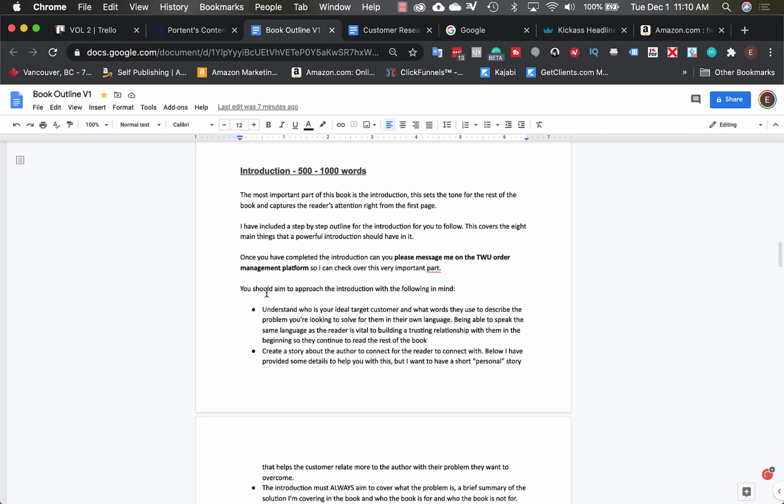So you should aim to approach the introduction with the following in mind. Understand who is your ideal target customer and what words they use to describe the problem you're looking to solve for them in their own language. Being able to speak the same language as the reader is vital in building a trusting relationship with them in the beginning so they can continue to read the rest of the book.